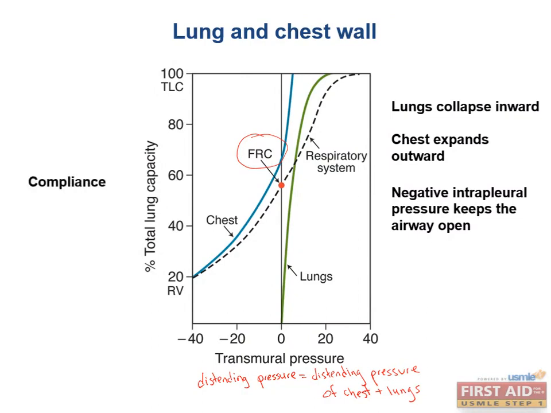This directly ties in with the concept of compliance that we mentioned earlier. Compliance is defined as the change in volume for a given pressure. So higher compliance means that the same pressure change will create a larger volume change. What's the inverse of compliance? That would be stiffness. The slope here is a measure of compliance. So you tend to have more stiffness or less compliance at the extreme volumes, and therefore you see a flatter curve, like here and down here.